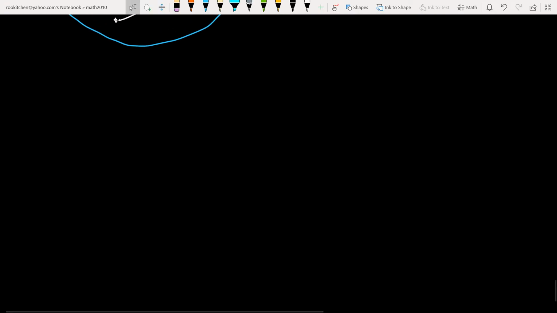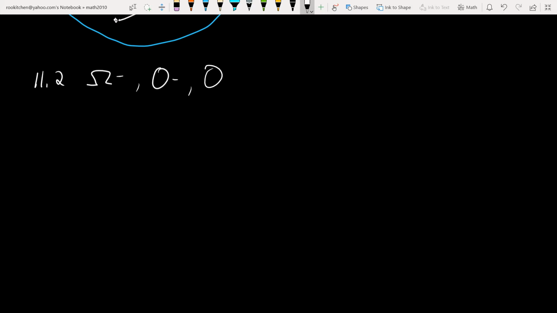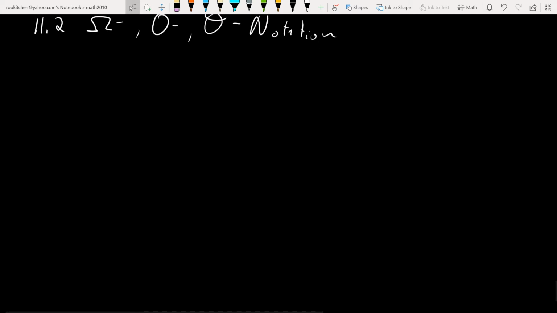Okay, welcome back. This is now 11.2, so we're going to start worrying about orders of algorithms. In 11.2, we have big omega, big O, and big theta. My theta looks kind of like a cursive O notation. What we're talking about is the number of times code executes some sort of operation.